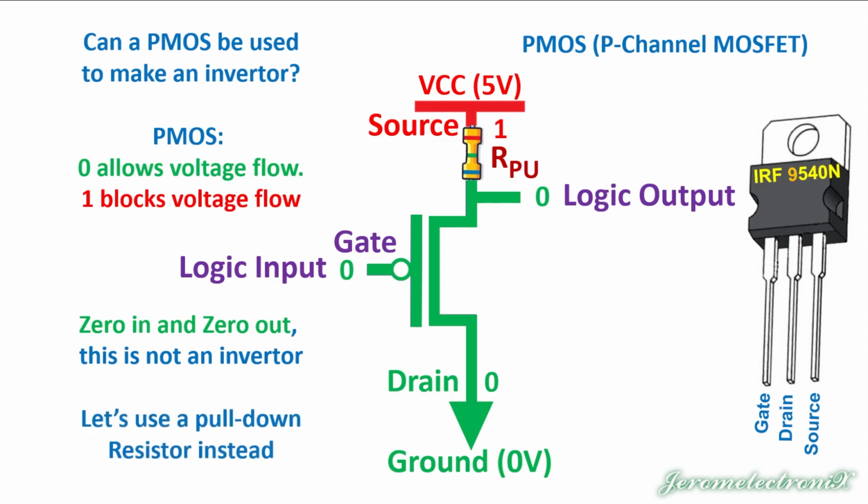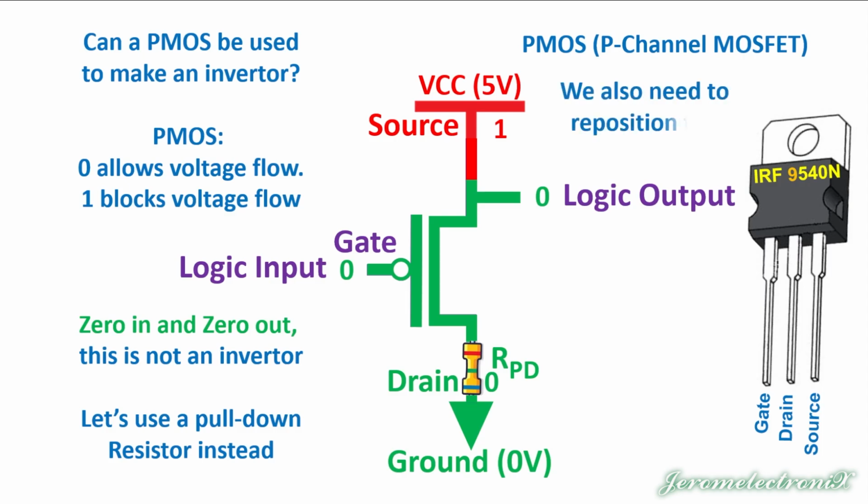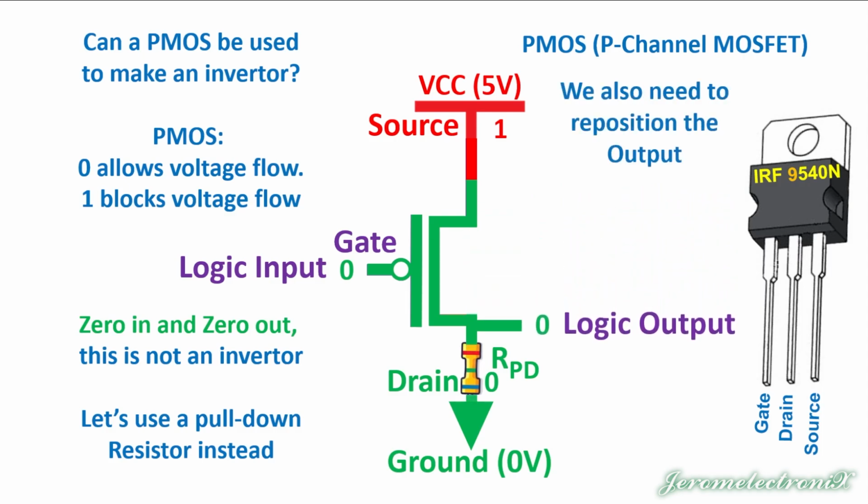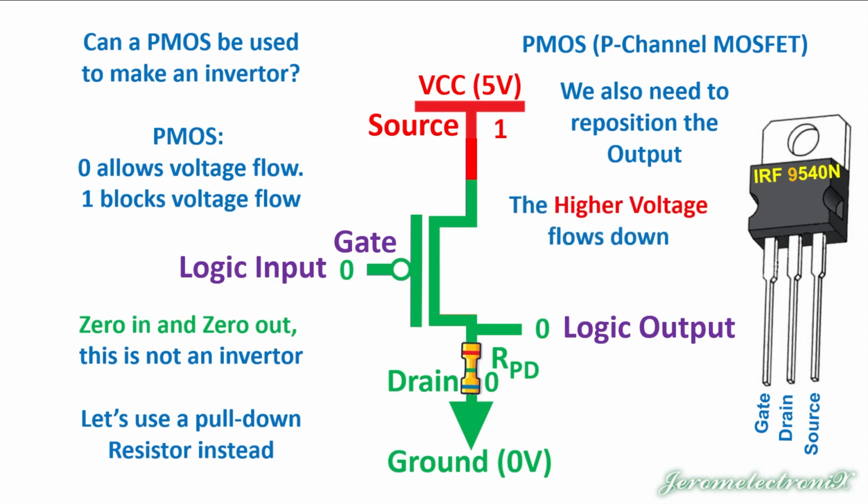So what we have to do with a PMOS is use a pull-down resistor instead of a pull-up resistor. What that means is we're moving the resistor's location down towards the drain, and then we're calling it a pull-down resistor. We also have to change where the output is placed, repositioning the output to the lower side as well. So now the higher voltage will flow down if the gate is open, and the output will be a 1 if the gate is opened, but whenever the gate is closed, it's the opposite.